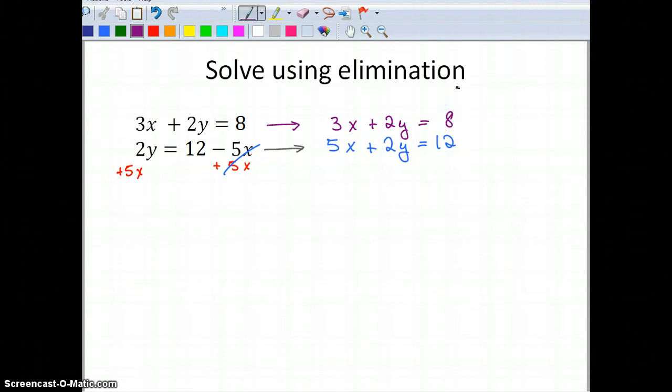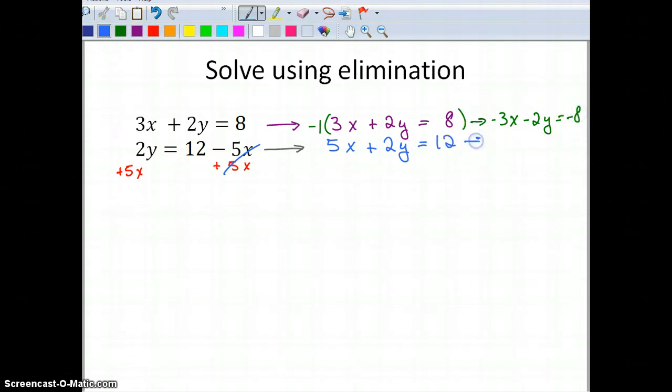Now as I look at this, I'm saying, okay, 3 and 5, I could eliminate that. It's going to be some work. Let me check this one. Positive 2, positive 2. I can easily make one of those 2's negative. I'm going to make this top one negative. So I'm going to multiply each and every term by -1. So I am going to have negative 3x minus 2y is equal to -8.